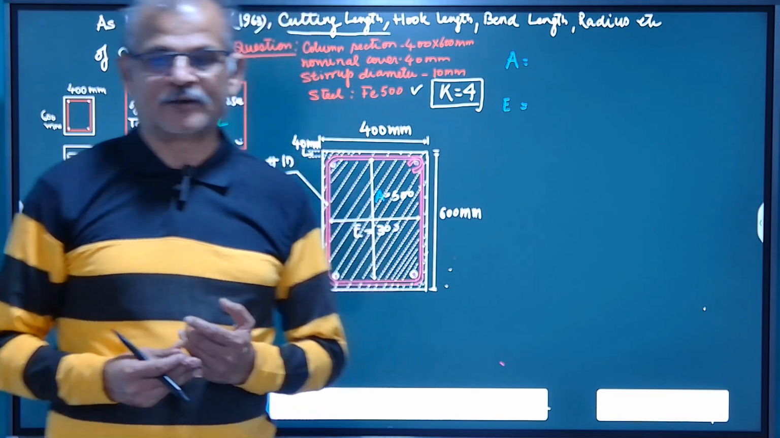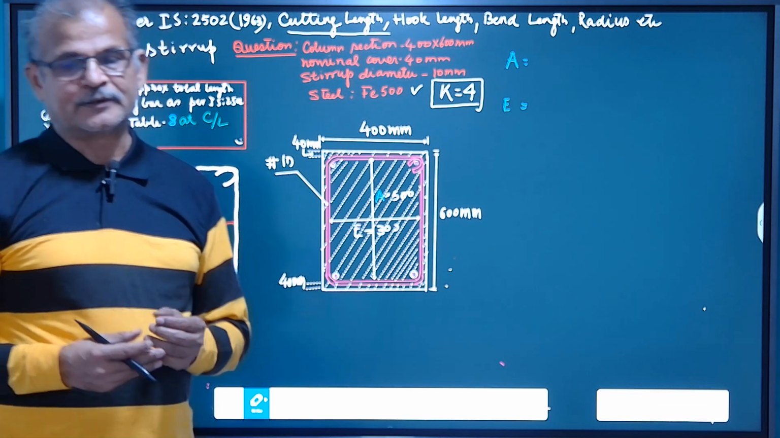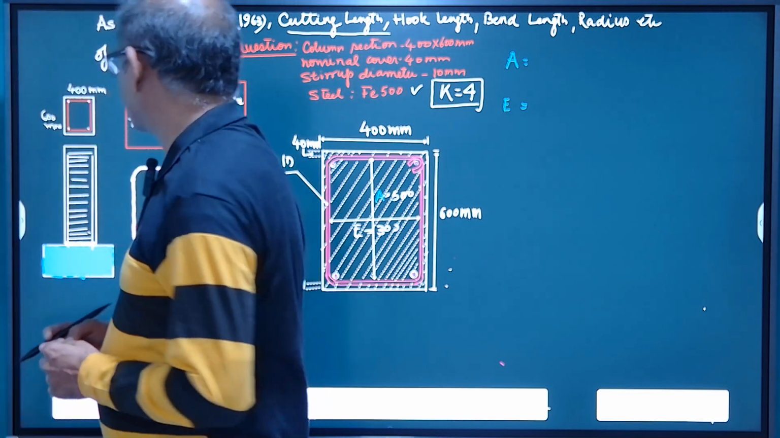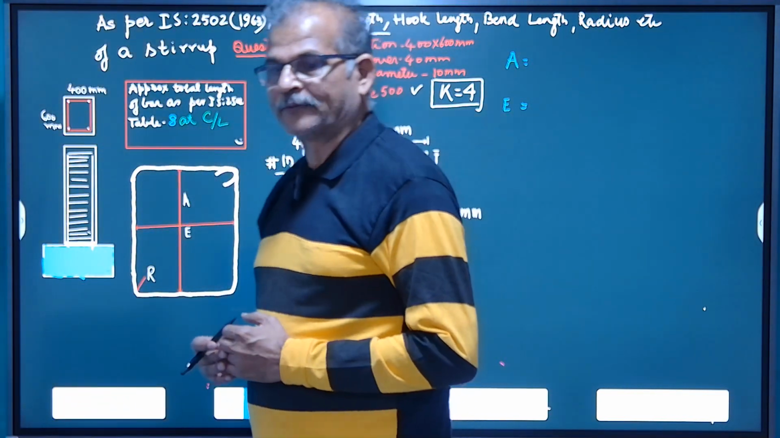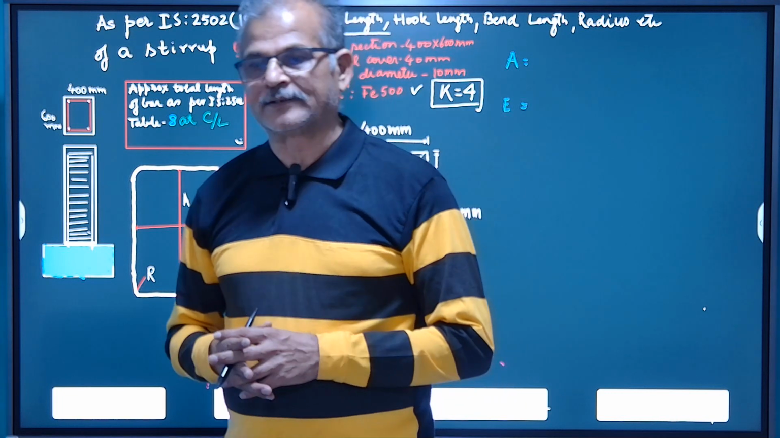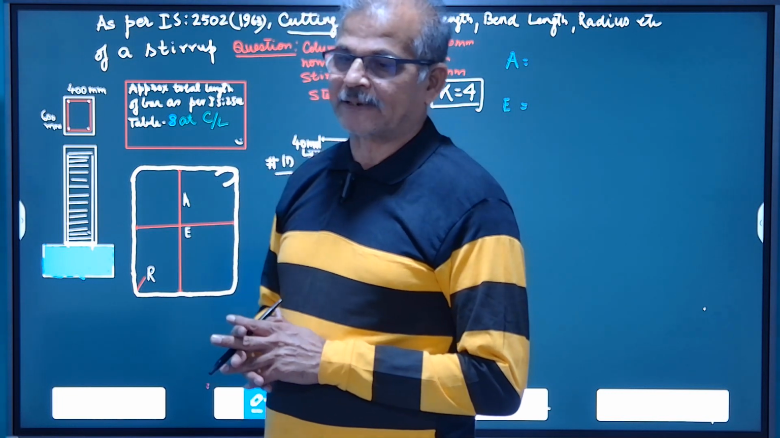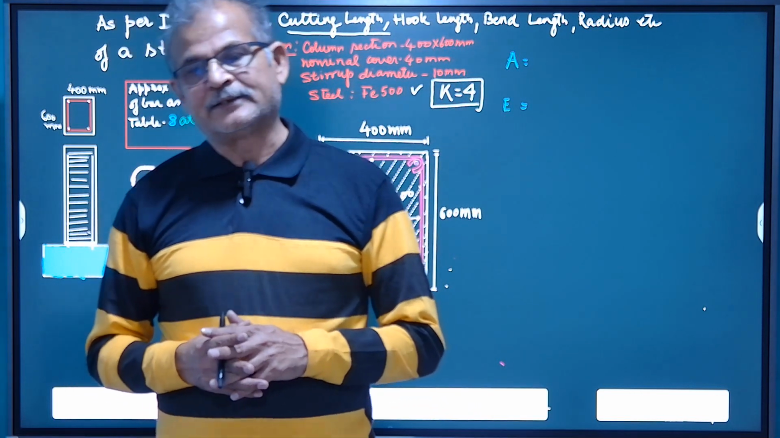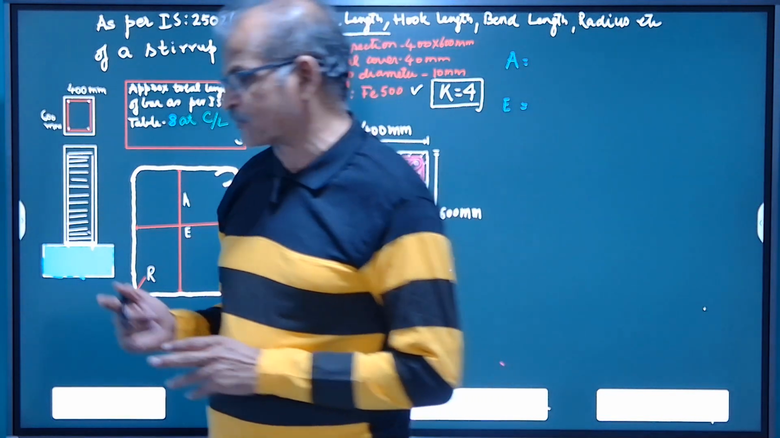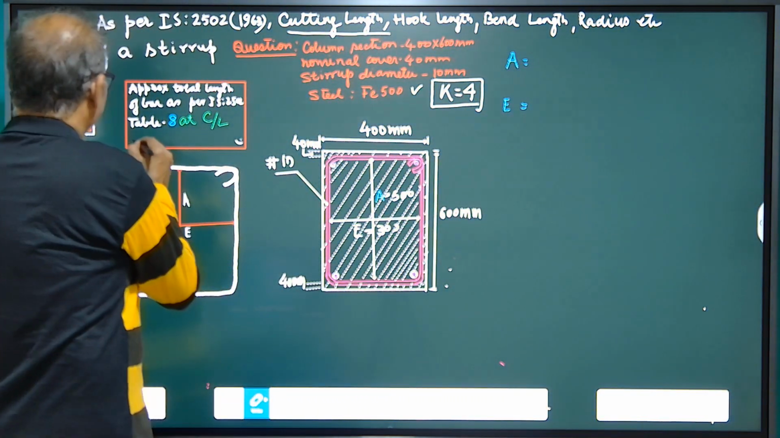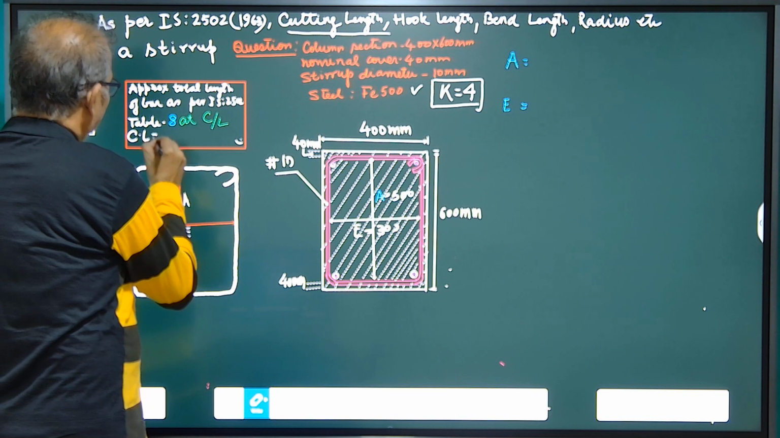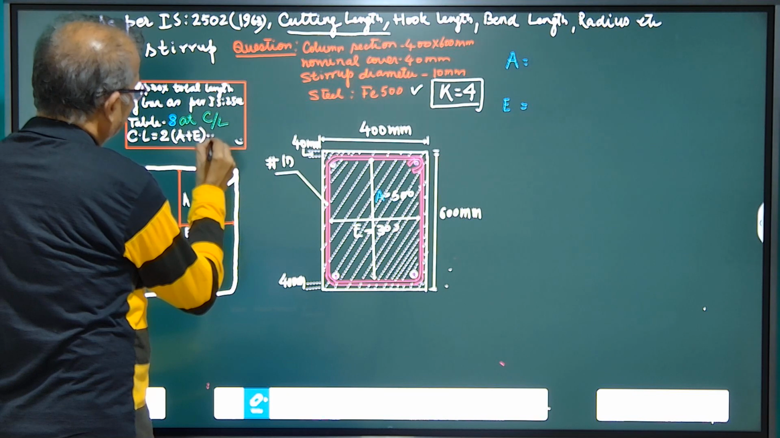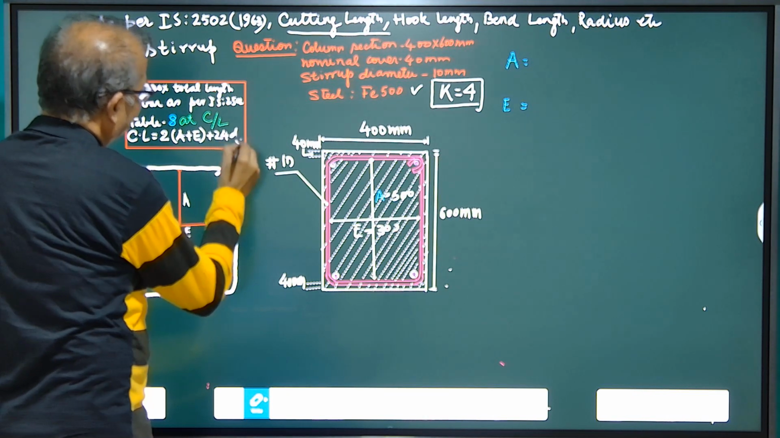So let us find out how to find out the cutting length of stirrups. Stirrups की कटिंग लेंथ कैसे फाइंड आउट करते हैं उसके बारे में स्टडी करते हैं इस वीडियो के माध्यम से। So to find out the cutting length, Table 8 में इसका फार्मूला दिया हुआ है: 2 times (A plus E) plus 24 times D, जहाँ A और E stirrups के internal dimensions हैं। So cutting length formula is 2 times (A plus E) plus 24 times diameter of bar.